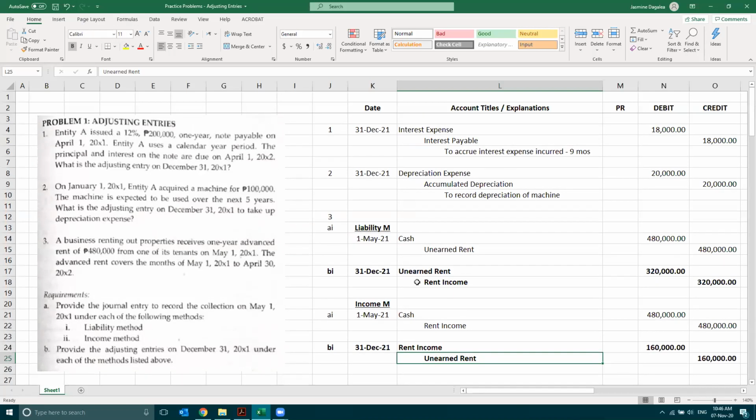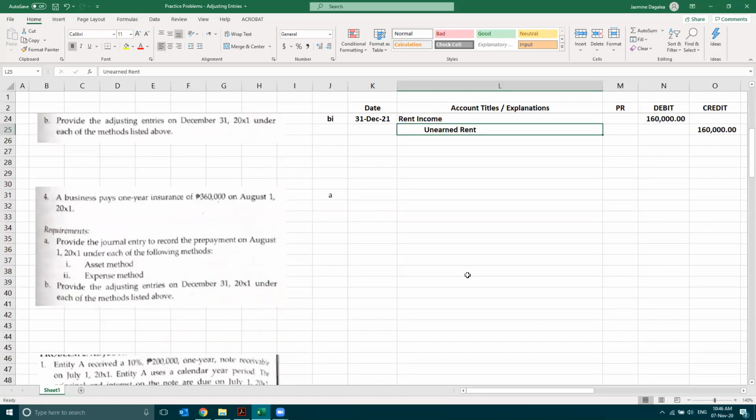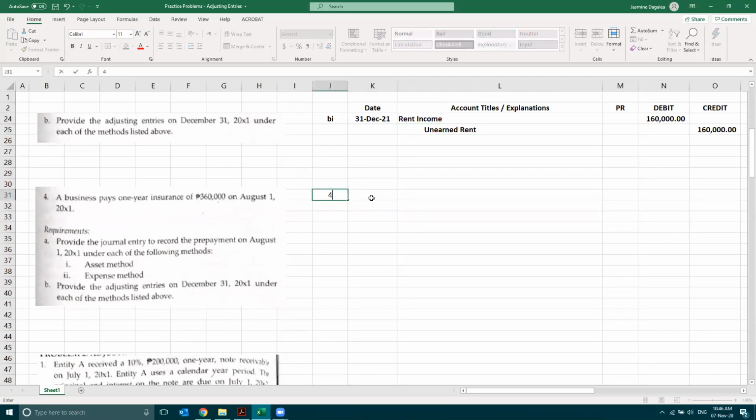Okay? So practice this and study it until you understand the concepts of adjusting entries. We have another example here, number 4. A business pays 1-year insurance of 360,000 on August 1. Debit prepaid insurance. Let's try using the asset method.